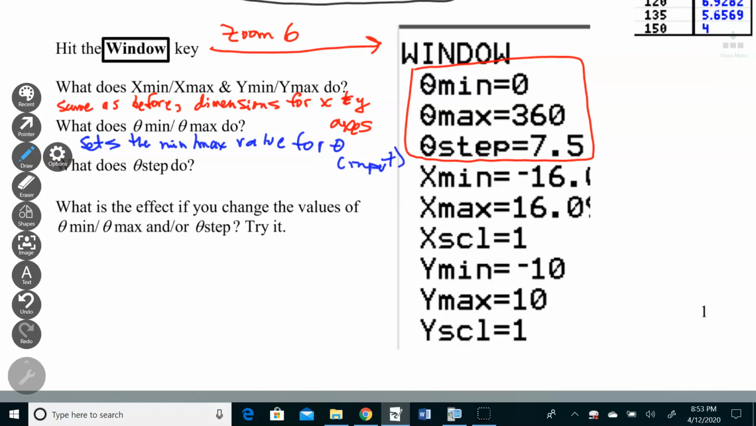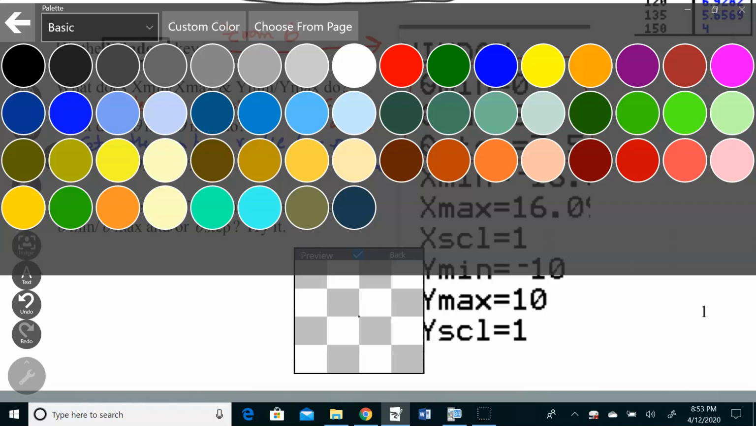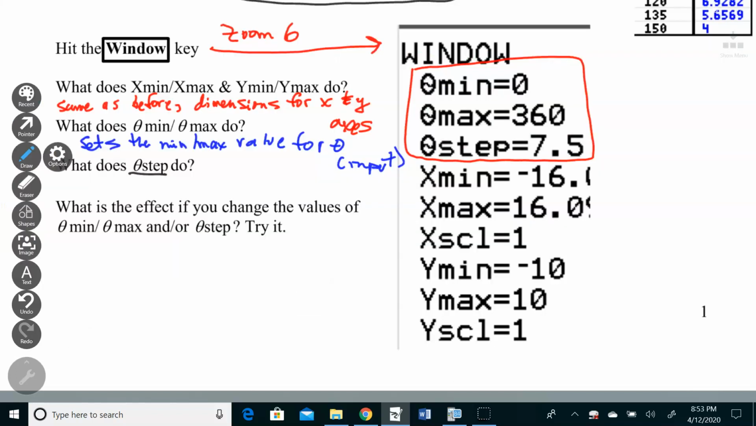Theta step, this is a big one. Theta step is the increment of theta to graph the points. So my standard one is my theta step is 7.5. That means it's going to start at 0 degrees, and every 7.5 degrees it will draw a point.